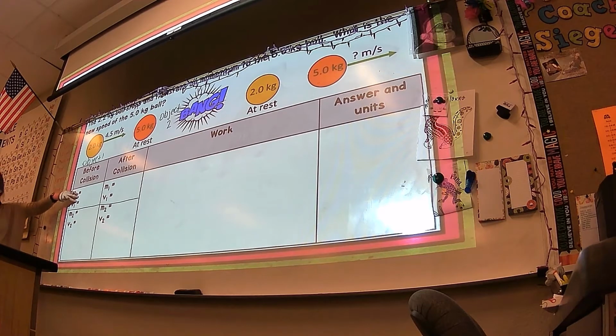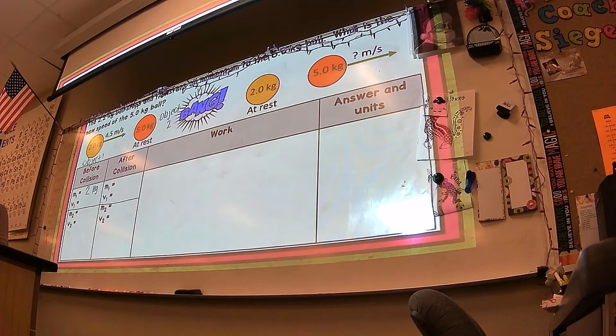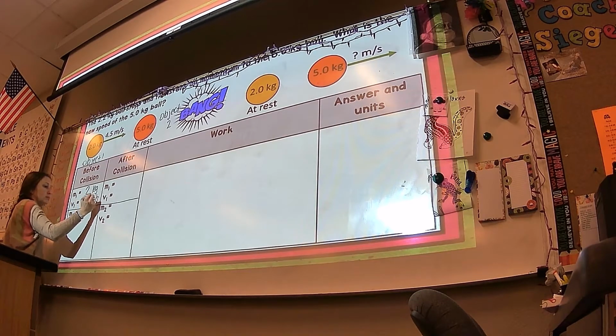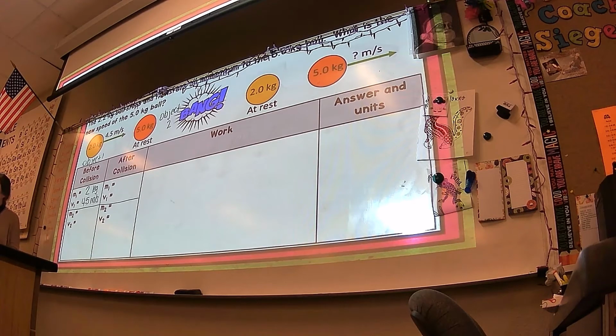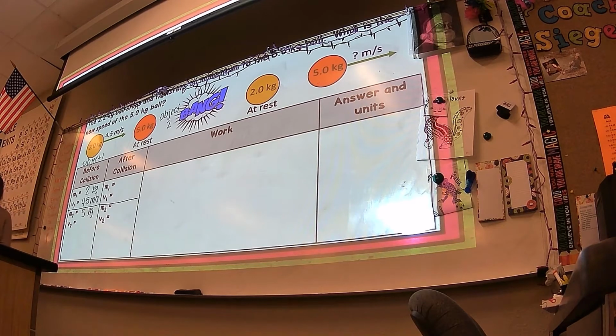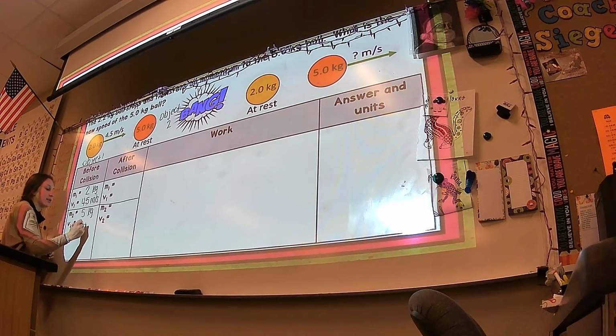So, object 1, what is the mass of object 1? 2. What is the velocity of object 1? 4.5. It's traveling at 4.5 meters per second. Before the collision, what is the mass of object 2? 5.06. 5. Yep, I'm just going to shorten it to 5 kg. And what is its velocity? 0, because it is not moving, it's at rest. At rest tells us that it has a velocity of 0 meters per second.